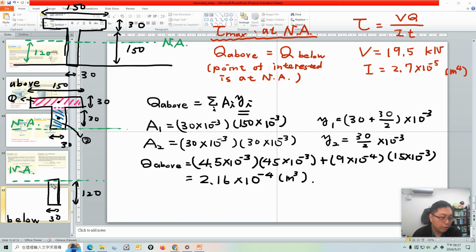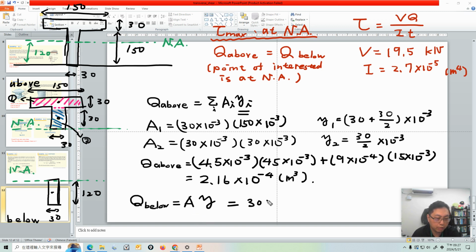Now let's calculate Q below. Q below is much easier because it is just a rectangular shape. On the rectangular shape, where is the centroid? The centroid is here, right? We only have one area, so just A1 Y1, AY. We don't have labels, so maybe just use AY. What's the area?